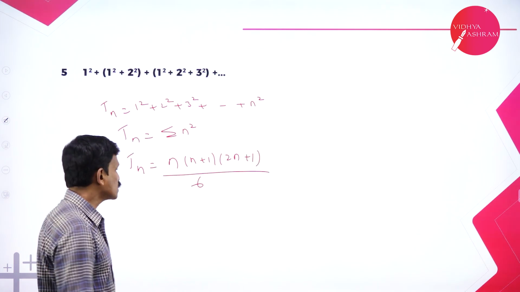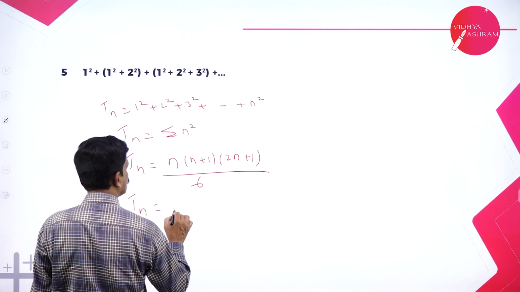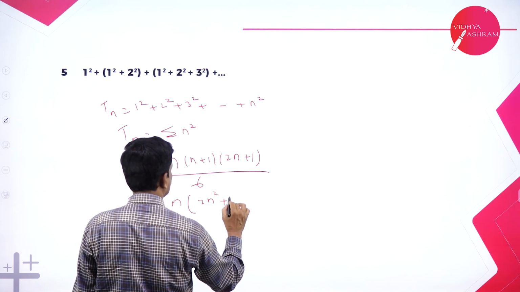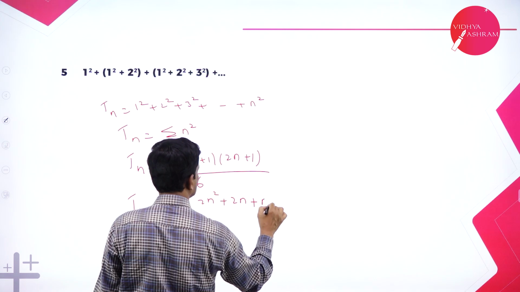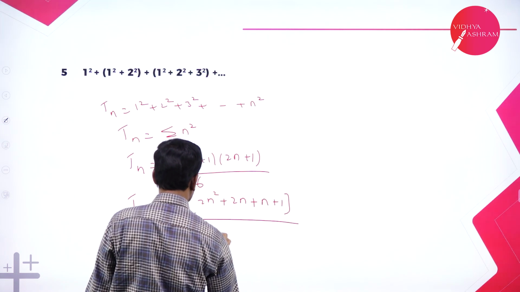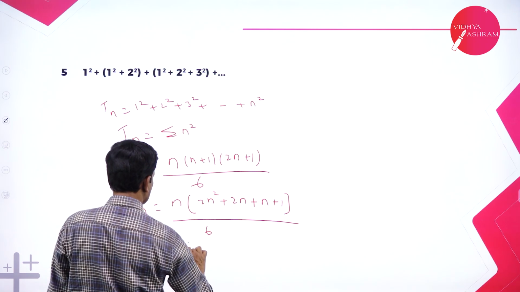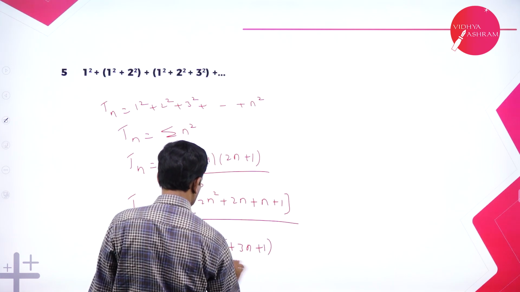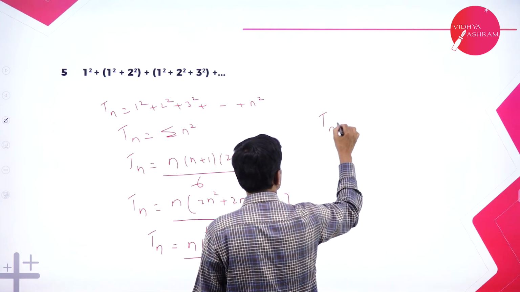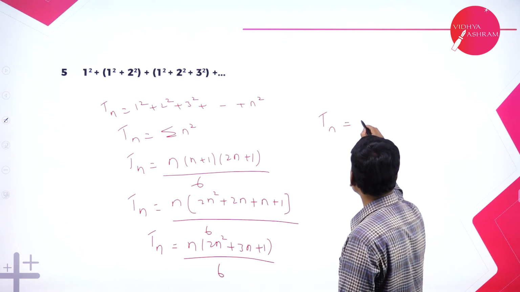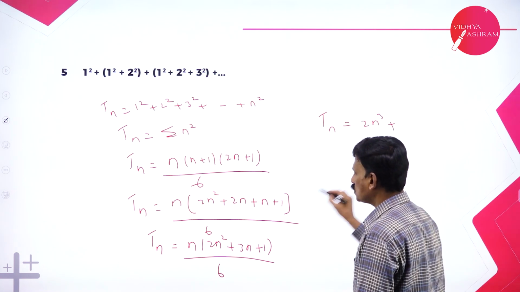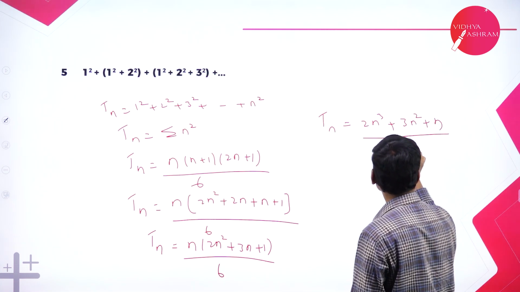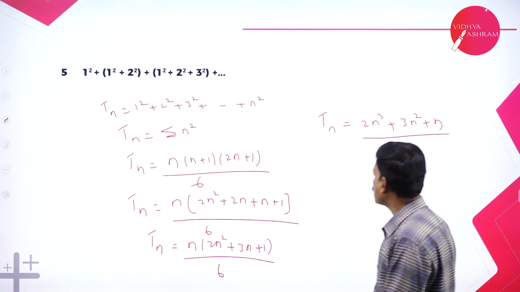Okay. Now multiply this. What is this equal to? Tn is equal to n into 2n into n is 2n square, plus 2n into 1 is 2n, plus 1 into n is n, plus 1 into 1, divided by 6. So Tn is equal to n into 2n square, 2n plus n is 3n, plus 1, divided by 6. Multiplied, 2n square into n is 2n cube plus 3n square plus n divided by 6. This is the nth term. Now put the summation for this.